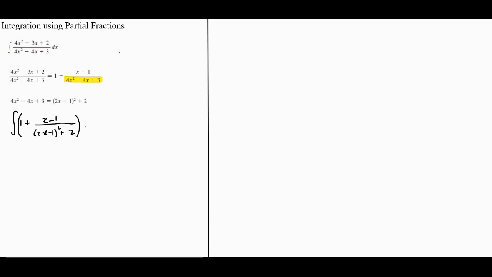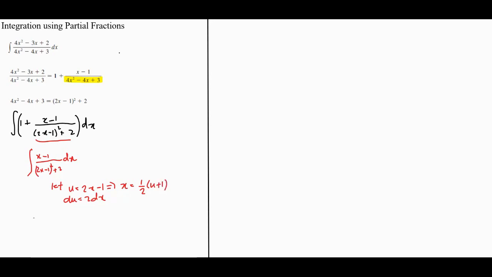Now the 1, of course, you can see is quite easy to do. Let's isolate this particular integral here. In order to do this integral, we're going to say let u equal 2x minus 1, which means that du is equal to 2 dx. From this we know that x is going to be a half into (u plus 1).